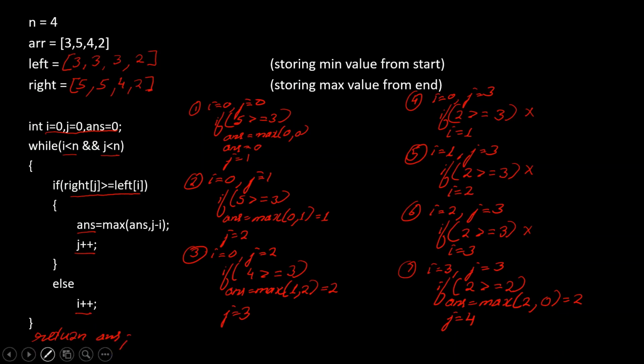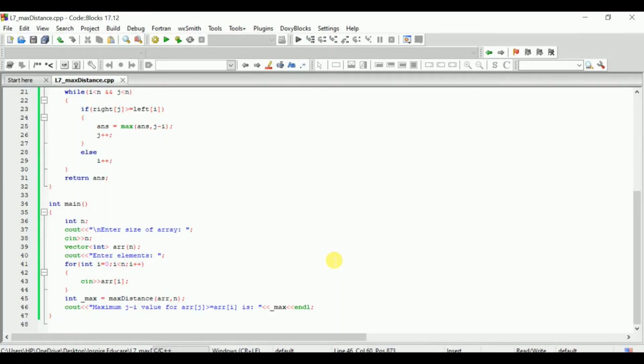So now let's see the code for this. So let's start with the main function. Here we have first entered the size of the array. Then we have created a vector of size n. Then we have entered the elements of that vector. Now we have created a variable _max to store the result which we get from the function maxDistance, in which we have passed the vector and size of the vector as arguments. At last we have printed the result, that is _max.